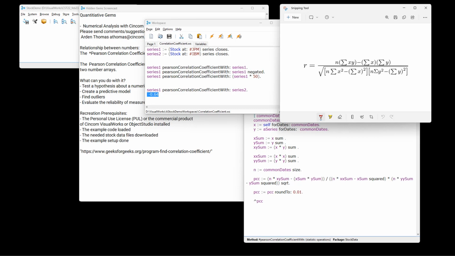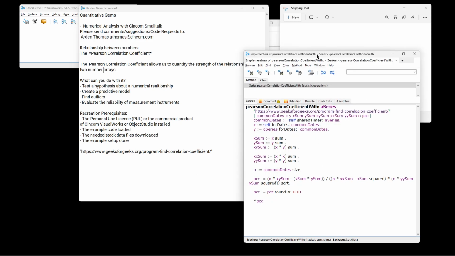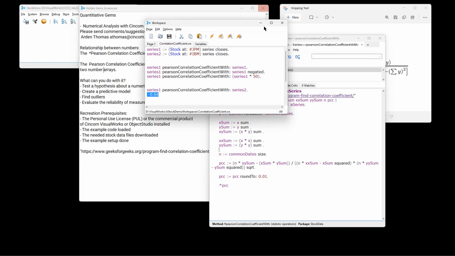So to recap, the Pearson Correlation Coefficient gives us the relationship between arrays of numbers. We can use it for a number of things like I described right here. Here is the formula, which you can find at this website right here. And here it is in Cincom Smalltalk, which uses examples we've built and shared in the past to determine the correlation coefficient.